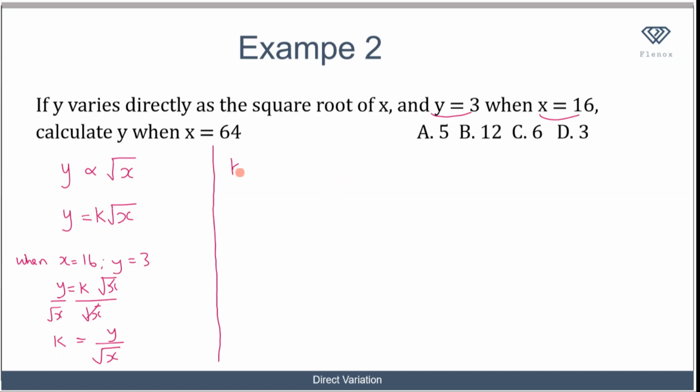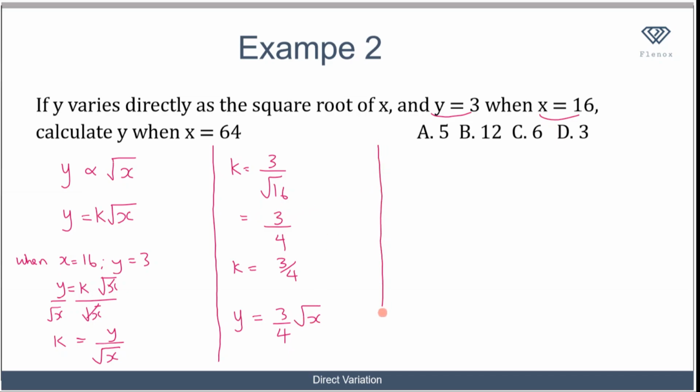So we have k equals, my y is 3, over the square root of 16. And what does that give me? 3 over the square root of 16 is 4. So I have k equal to 3 over 4. So what do I do now? I put that value of k back into the general equation. So now I have the equation connecting y and x as y equals 3 over 4 times the square root of x. So this is the general equation connecting them.